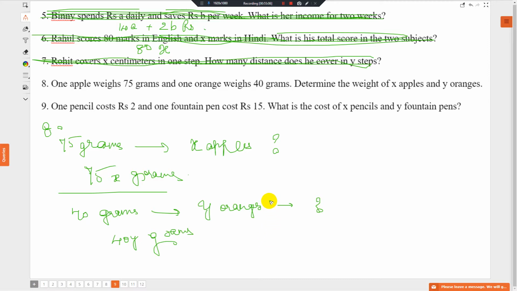Determine the weight. Then determine the weight means total weight we have to find, which is 75x plus 40.